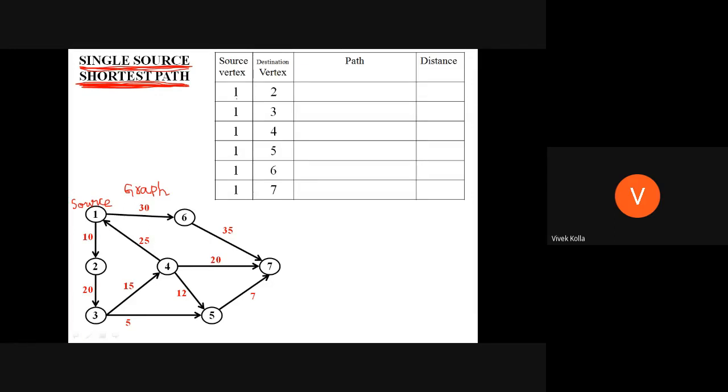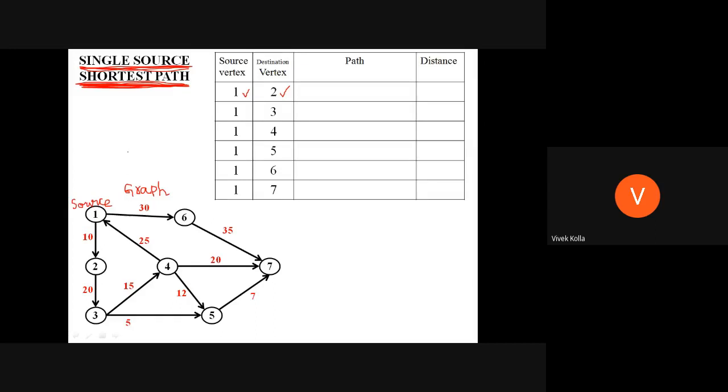Nothing here, we assumed source vertex 1. From that source vertex 1, you have to find out the shortest path to the different or remaining vertices. From the source vertex, to whichever remaining vertices there are, you have to find the shortest path. That is, 1 is the source vertex, 2 is the destination vertex. So we have to travel from 1 to 2.